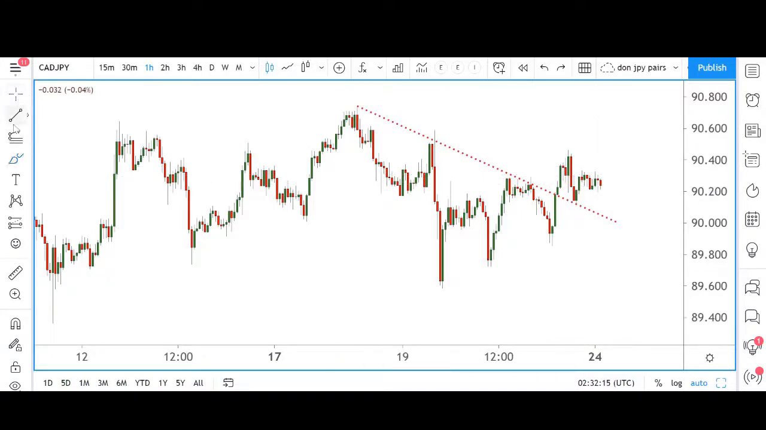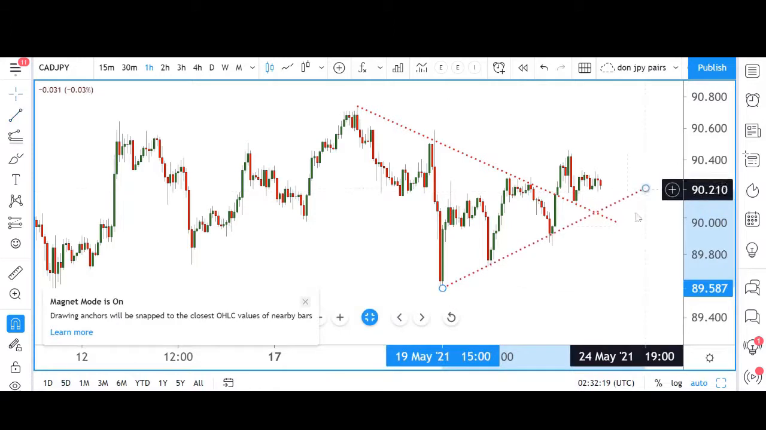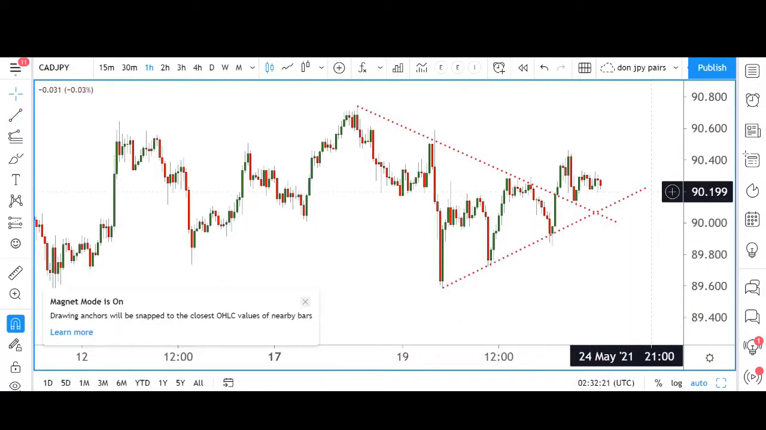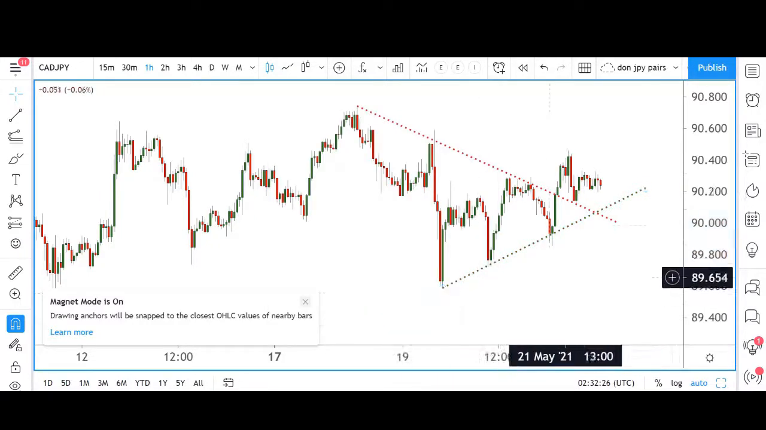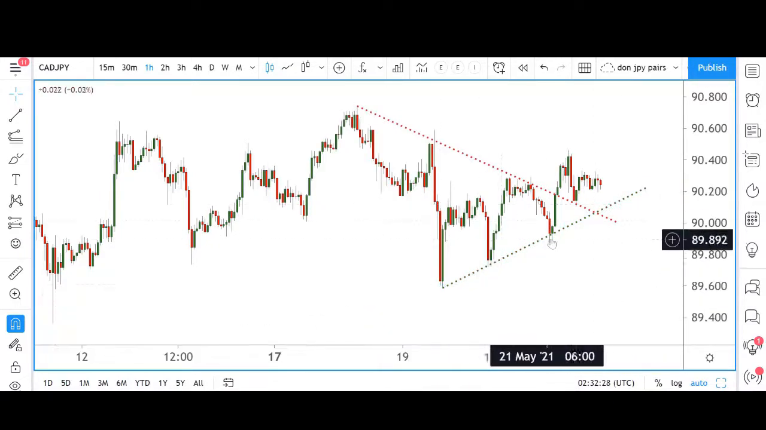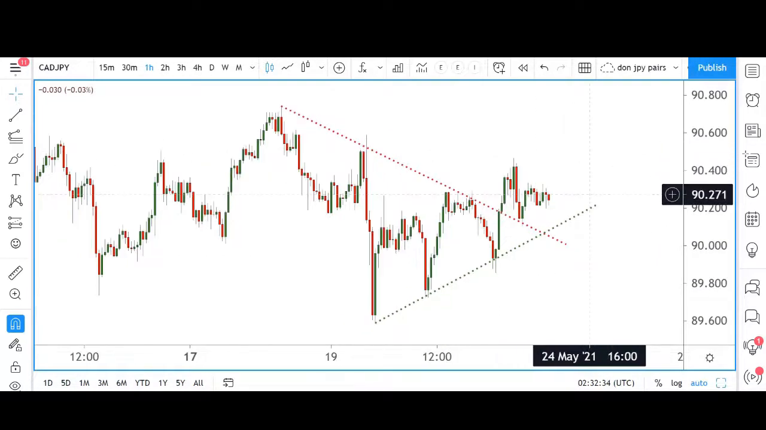And in fact, if we were to draw an ascending trend line as well, we can connect these lows to form an ascending trend line. Let me just change that to bullish trend line. You can see price has broken above the descending trend line, formed an ascending trend line, and is holding above it. You can see that price is holding above these trend lines.